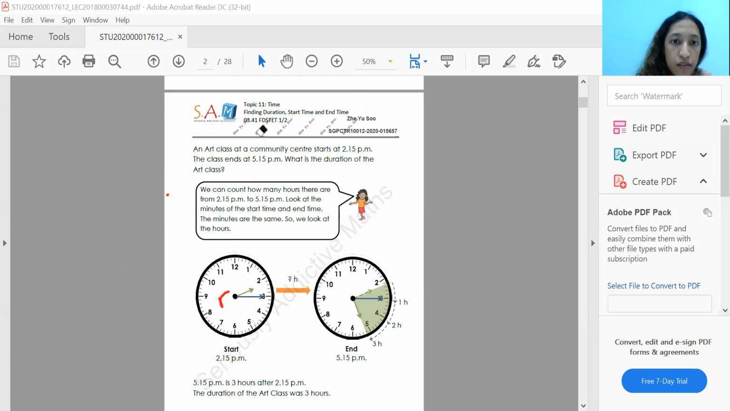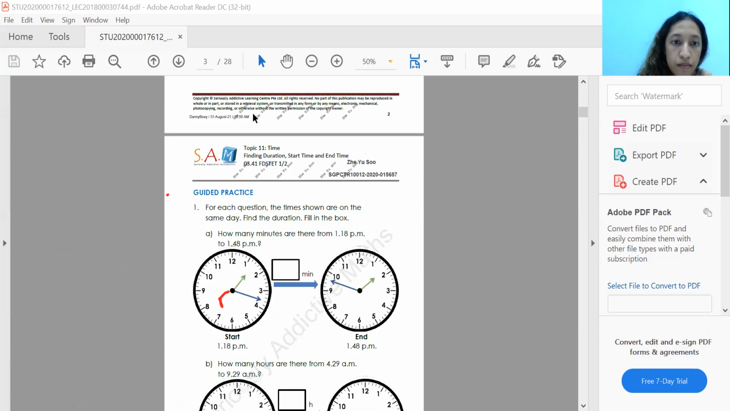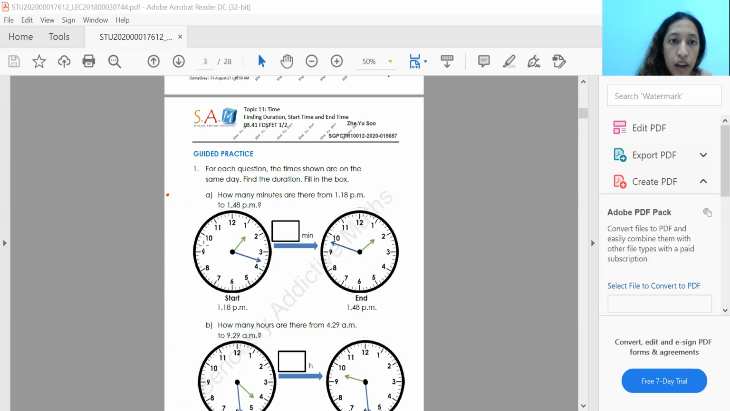So let us move on. Okay. For each of the questions, the times shown are on the same day. Find the duration in the box. Okay, let us do together. Okay, so let us see. How many minutes are there from 1:18 p.m. to 1:48 p.m.? How are we going to do this? 1:18 to 1:48.